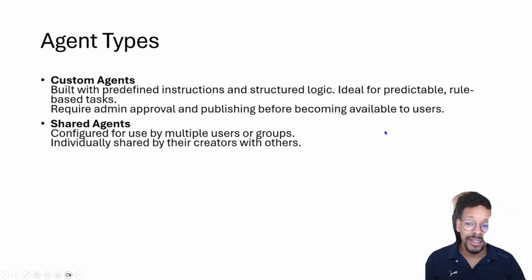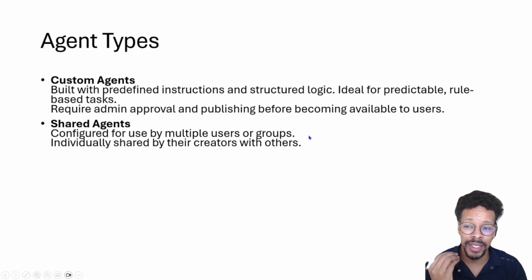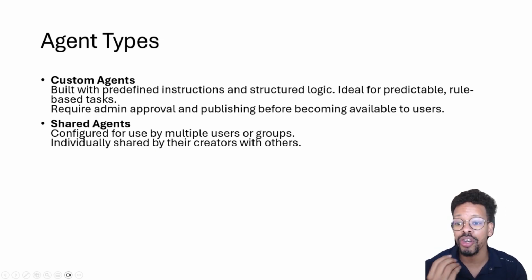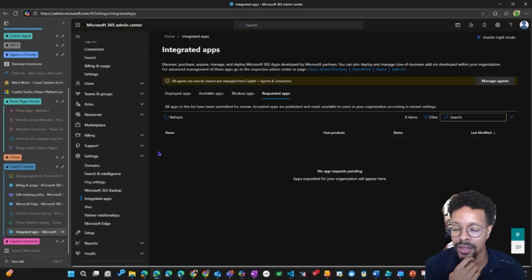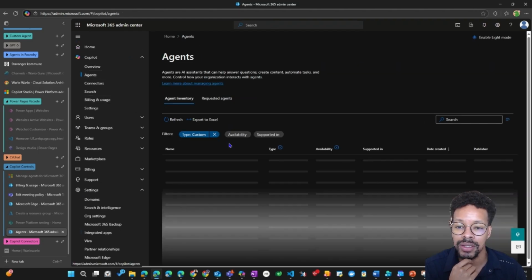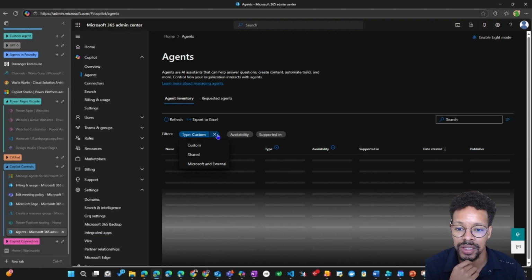So shared agents, these are agents that have been configured usually in the agent builder, or often in the agent builder. So you will find them in the admin center too. Let's go back again, and you will see that they now live in the agents. So you used to have shared agents here, but now you can go to agents and you will see all the types of agents here.